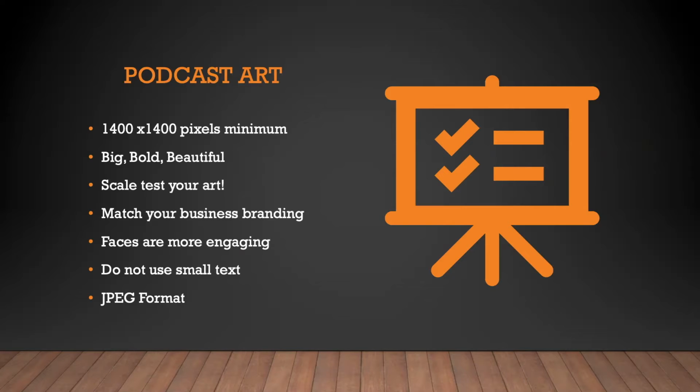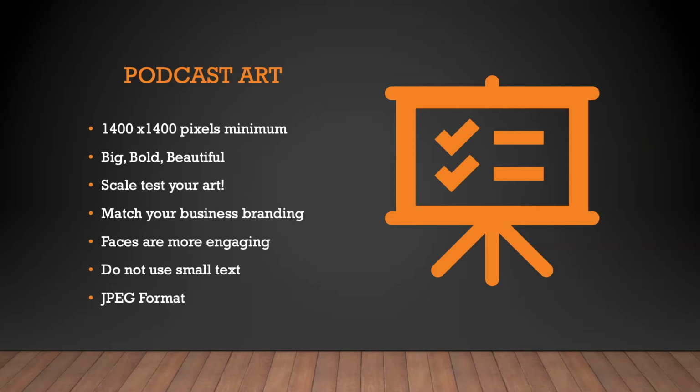Now, we want to think about something. We want to make sure that our art is big, bold, and beautiful. I want you to think about the 3 Bs while you're creating your art. There's a couple reasons why, but a lot of times people are scanning the podcast charts or looking at new podcasts, and if your art is very compelling and beautiful, they're more likely to click on that and be interested in learning more about you.